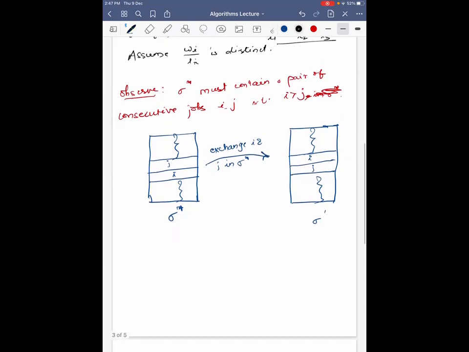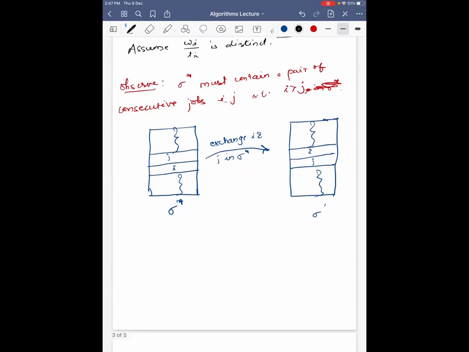So sigma star is the true optimum schedule, and sigma dash is the one obtained by exchanging the order of the jobs I and J in sigma star. So it must have a higher or lower value of the optimization function. Let's see what will happen. Let's consider different cases. What we are trying to do is, after carrying out this exchange, see what happens to the completion time of all the jobs.